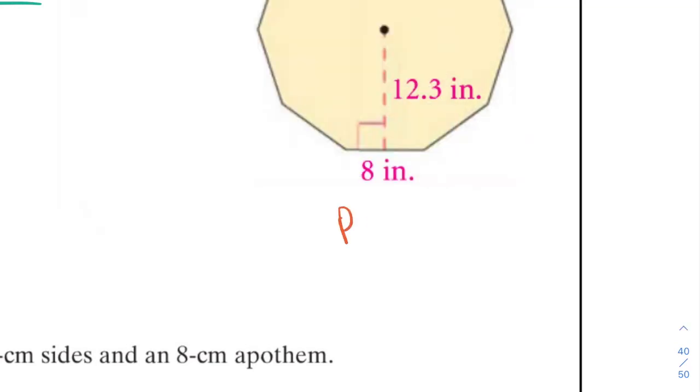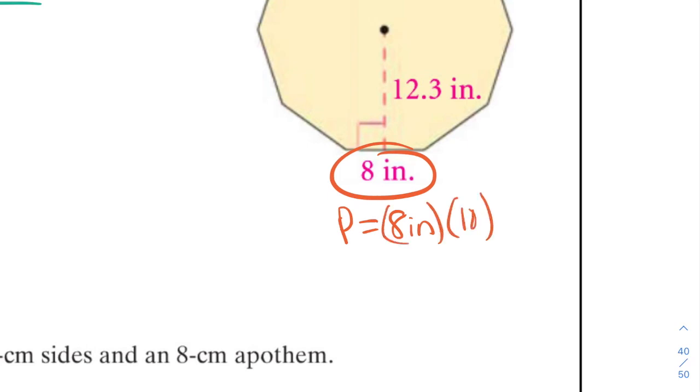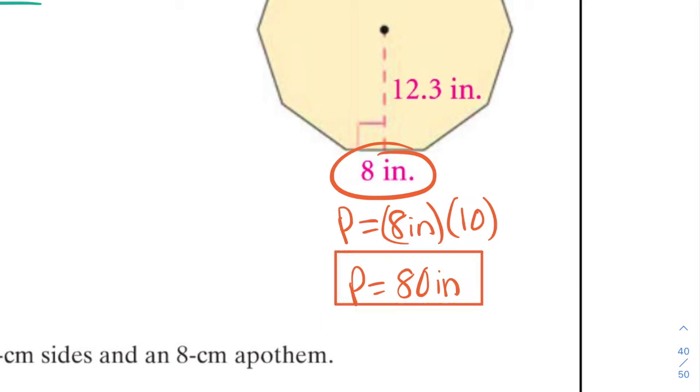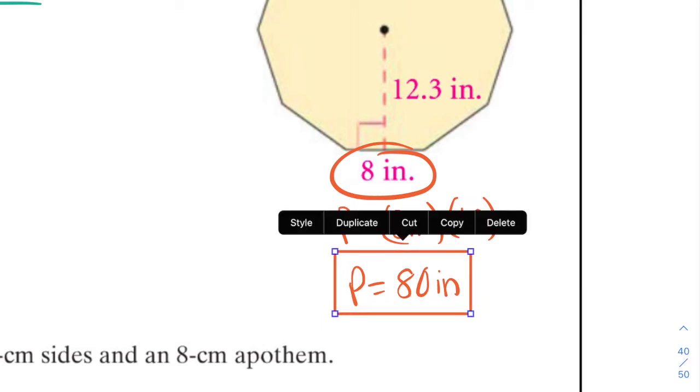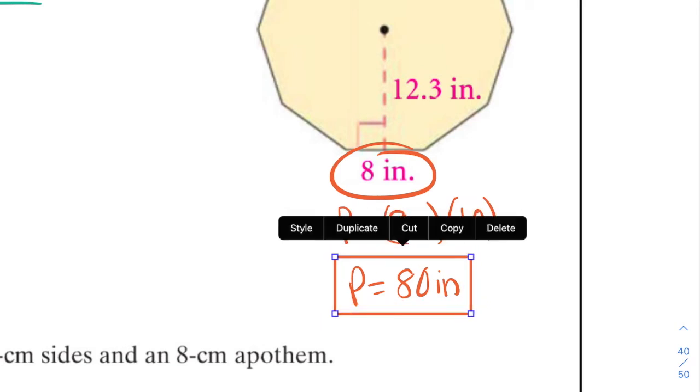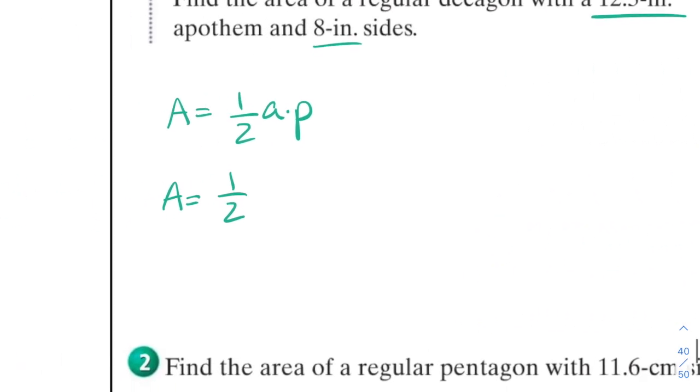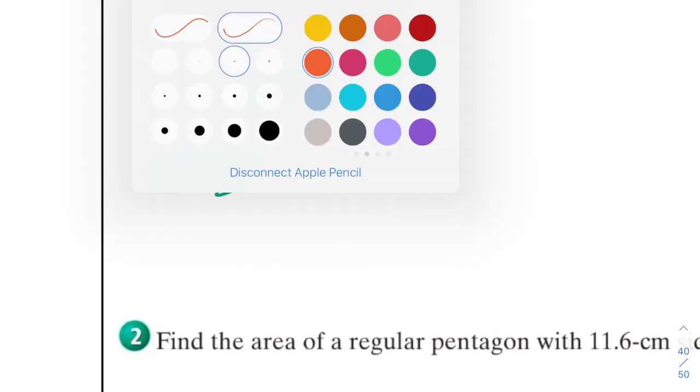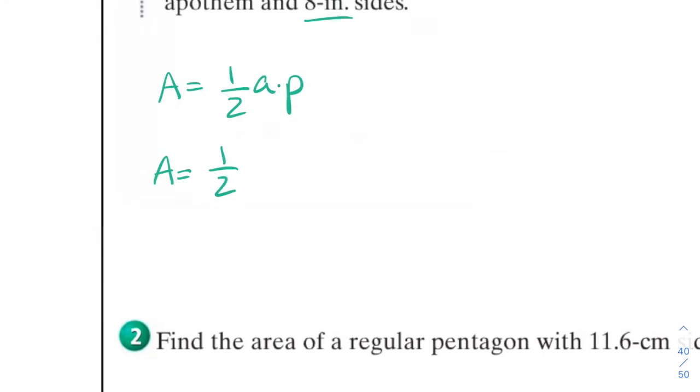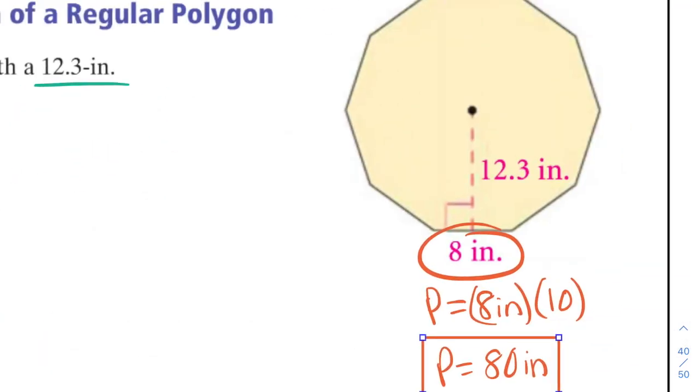Perimeter equals 8 inches times 10 sides. So perimeter is 80 inches. Most students will use the number 8, not 80, and that's where they make a mistake. So you don't want to do that. You want to use 80 for your perimeter, not 8, because 8 is only one side.